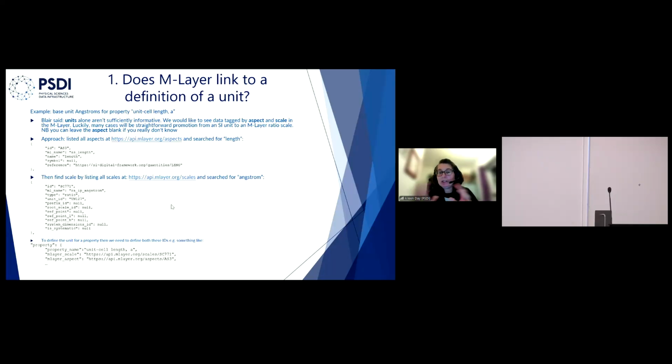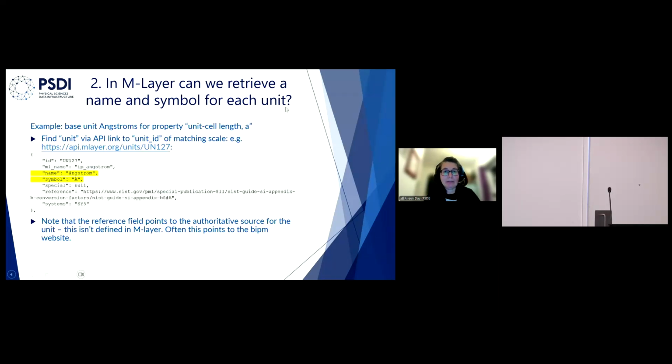As he's explained, you wouldn't just capture the unit, you would need to capture the aspect and scale, and these together would help you, particularly the scale would link to the unit. So there might be multiple scales for each unit, and it's important to store these rather than just the unit. So we would store unit cell length, the scale, and the aspect ID that corresponds to the unit as we think of it. So we can put a tick next to that requirement.